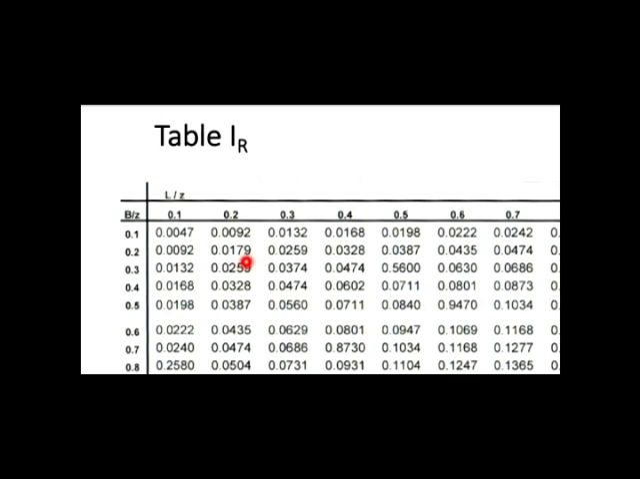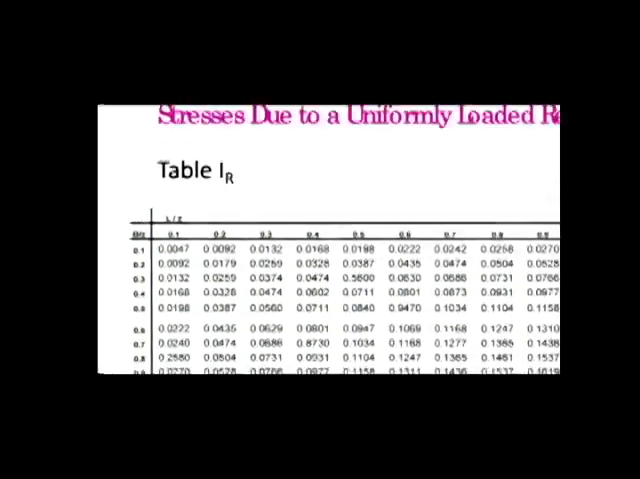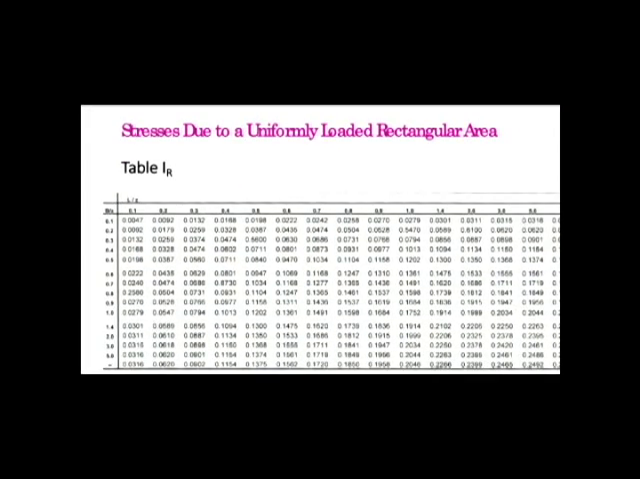So let's say your L over Z is 0.2 and B over Z is 0.2 as well, so your IR would be 0.0179. Let's say you have Q equal to 100 kPa and your IR is 0.0179, so your increment of vertical stress would be 100 times 0.0179.